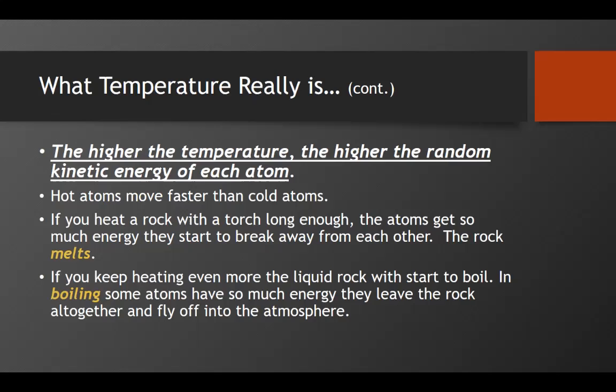So the higher the temperature, the higher the random kinetic energy of each atom. This is something you'll want to make sure you keep clear. In terms of the kinetic molecular theory, the higher the temperature, the higher the random kinetic energy of the atom. Hot atoms move faster than cold atoms. If you heat a rock with a torch long enough, the atoms get so much energy that they start to break away from each other and the rock will melt.